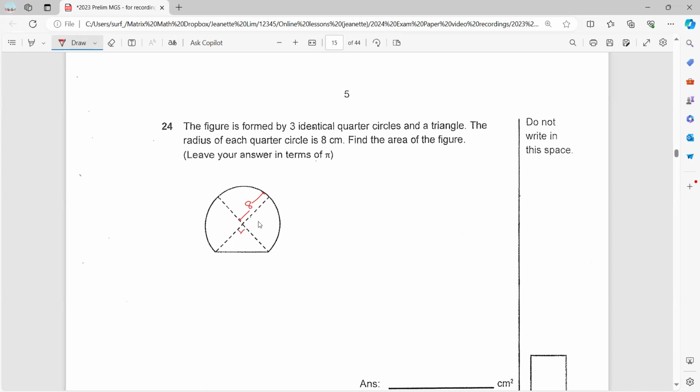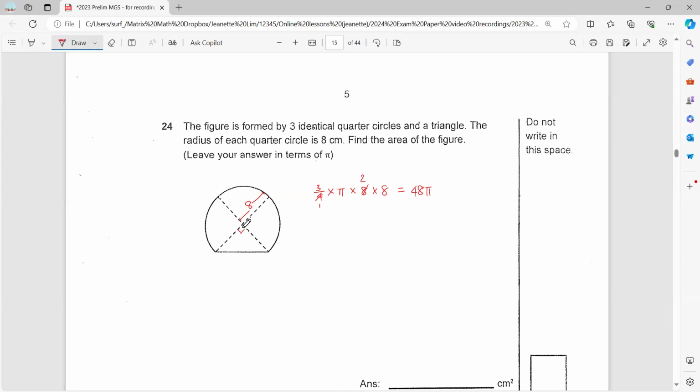So to find area of the 3/4 circle, we'll take 3/4 times pi. Leave your answer in terms of pi. So pi times radius times radius. Okay, simplify. Divide by 4, divide by 4. So 3 times 2 is 6, 6 times 8 is 48. So 48 pi is the 3/4 circle.